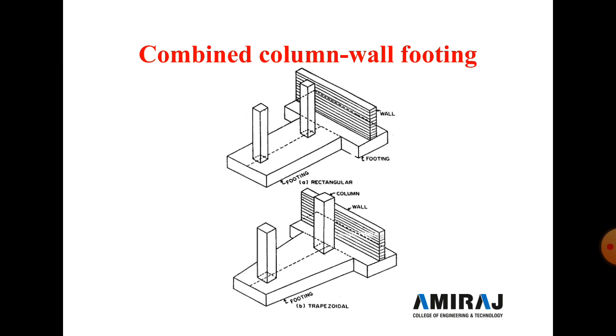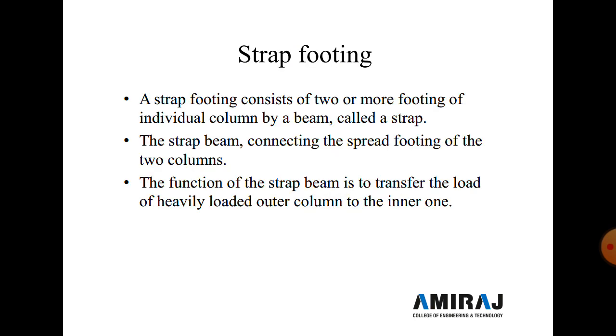It may be required to provide a combined footing for a column and wall. Such combined footings are shown in the figure. The hatch lines show the wall, and nearer to the wall two columns are provided, so all the columns and the wall are bound with a footing, a concrete pad. Clear? Now next is the strap footing.